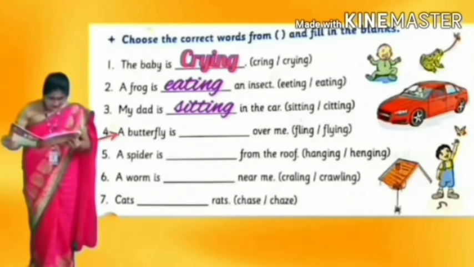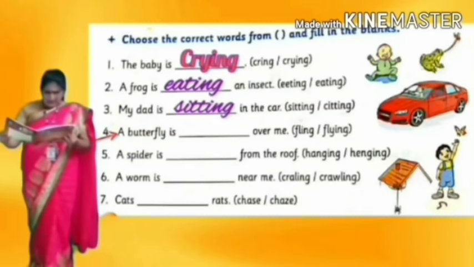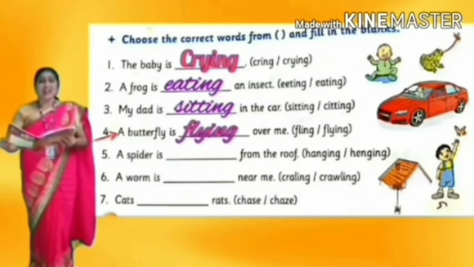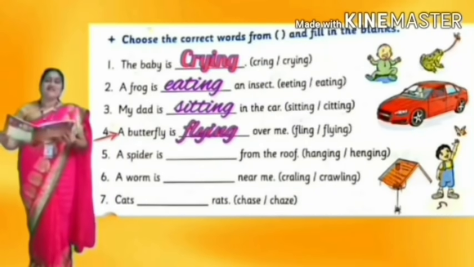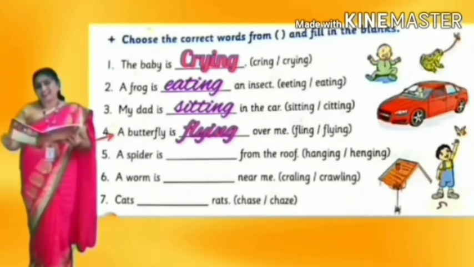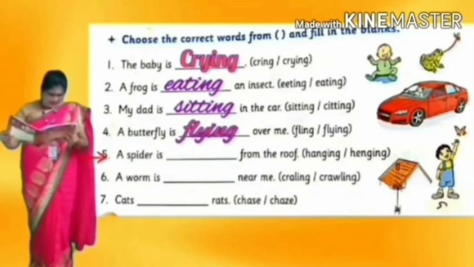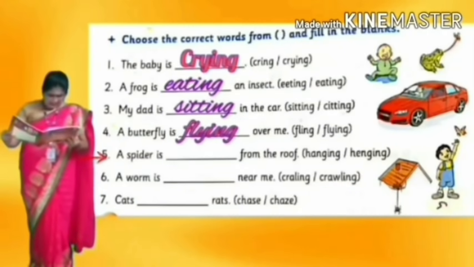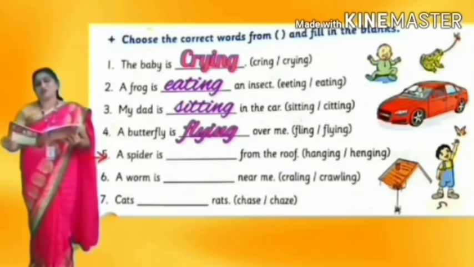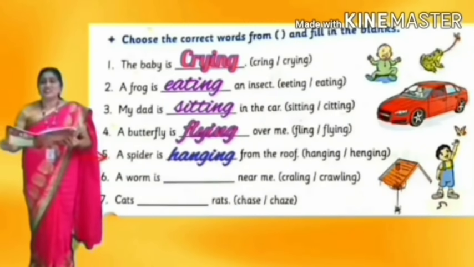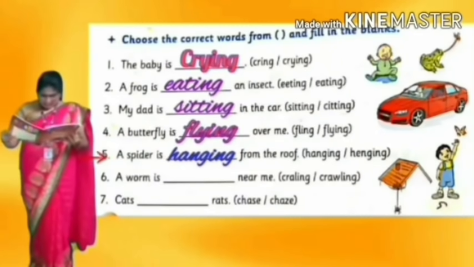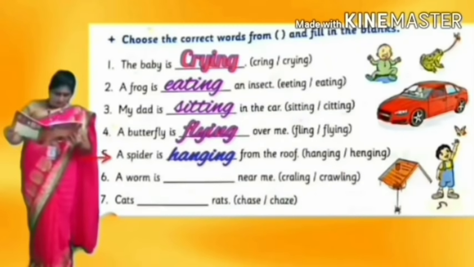A butterfly is dash over me. F-L-I-N-G or F-L-Y-I-N-G. F-L-Y-I-N-G, flying. You have to write F-L-Y-I-N-G, flying. Next, a spider is dash from the roof. H-A-N-G-I-N-G, hanging. You have to write the spelling H-A-N-G-I-N-G, hanging. H-E-N-G-I-N-G, it's a wrong one.